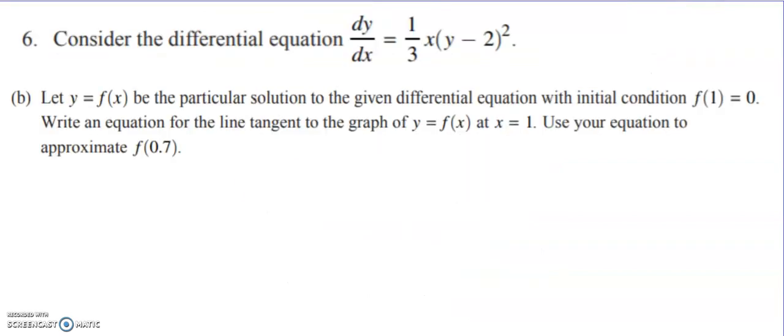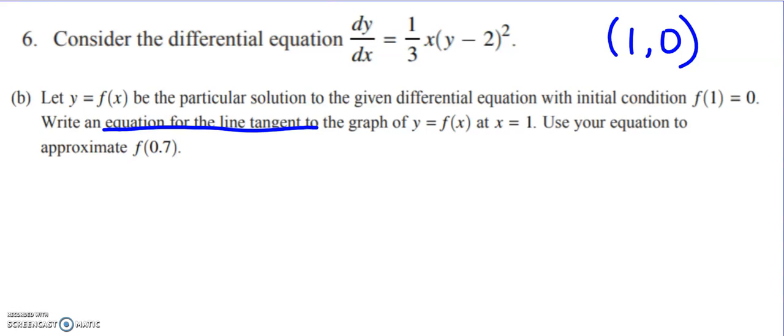All right, let y equals f of x be the particular solution with the initial condition (1, 0). So we're going through the point (1, 0), which is the blue one that we just drew. Write an equation for the tangent line to the graph at x equals 1. Use your equation to approximate f of 0.7.